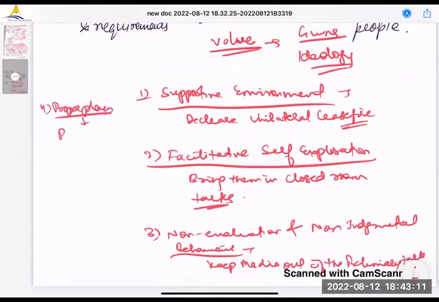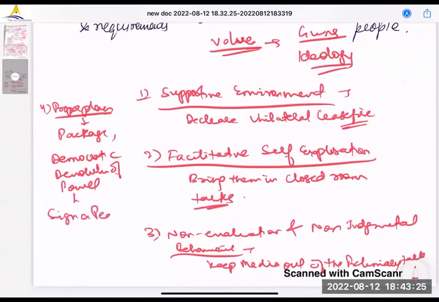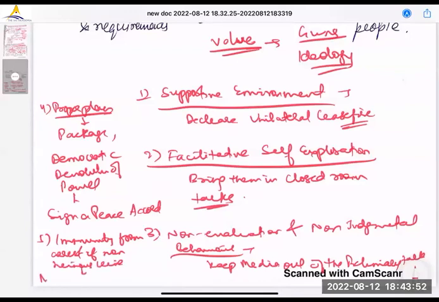Proper plan क्या होगा? Package दीजिए कोई. Democratic devolution of power. Sign a peace accord. You can give example. Bodo Peace Accord, Naga Peace Accord. Then space for reformation. एटीट्यूड को चेंज करने के लिए उनको रिफॉर्मेशन का समय दीजिए. So immunity from arrest if non-heinous crime. उससे होगा क्या? Mass surrender and they will take up the path of mass politics.